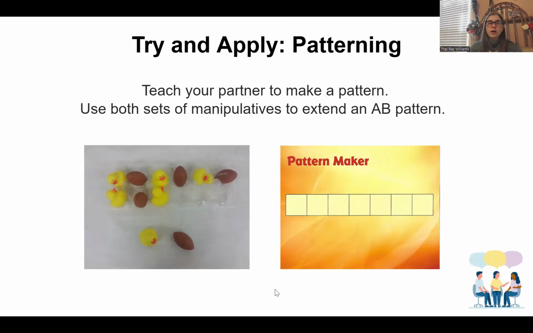All right, next I want you to try patterning with your partner. So if again, this is something you can do all at one time, or you could stop the video each time and go get someone. So you're going to teach your partner to make an ABA pattern.